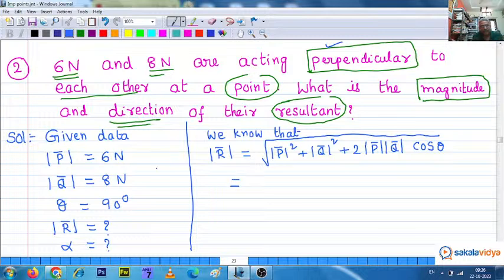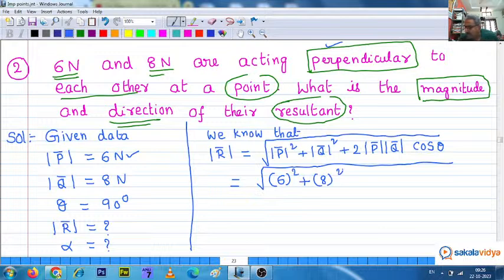So this is equal to, now the mod p is replaced by 6 newtons. So that is the square root of 6 square plus this is 8 square, 8 square plus 2 into 6 into 8 cos theta, whereas theta is equal to how much? 90 degrees. Let us replace theta by 90 degrees. So what is the value of cos 90? My dear students, remember cos 90 is equal to 0.